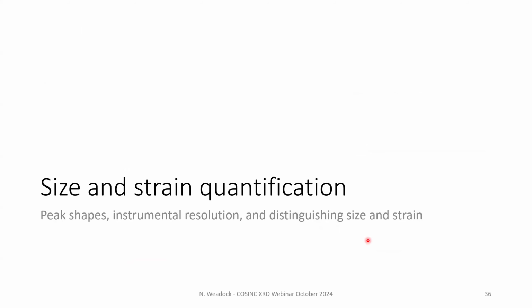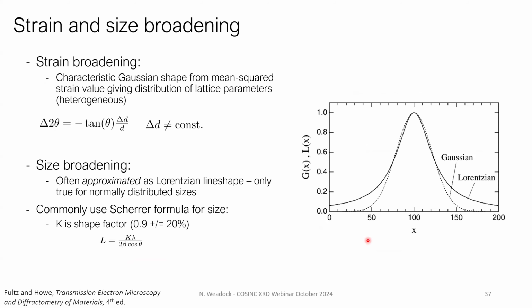Okay, size and strain. For strain broadening, we can go back and look at this expression here, but now we're saying that delta d is not a constant. Now you have a variety of lattice parameters throughout your sample due to inhomogeneous strains, with regions of compressive and tensile strain. What this will do is not shift your peak, but just broaden it. And typically strain broadening gives you a Gaussian shape, which is indicated here.